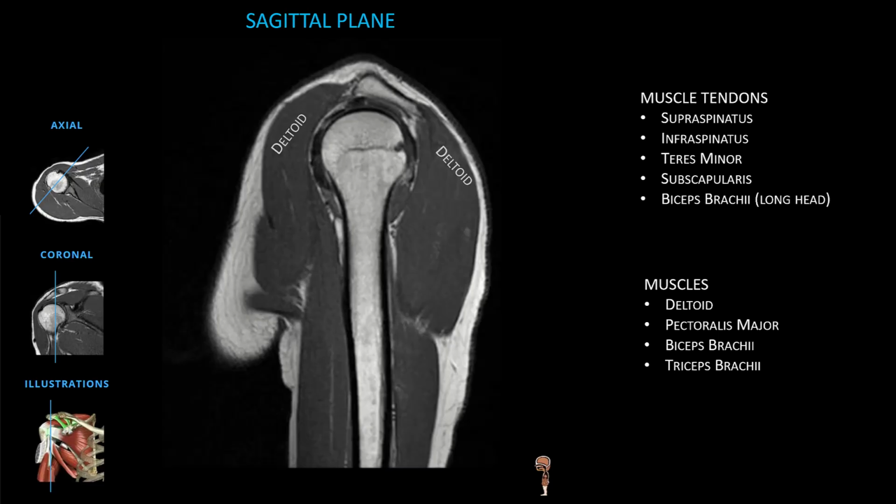Let's start with the muscles. In front and behind, we see the deltoid. Along the shaft of the humerus on the anterior side, we can see the biceps brachii muscle with the triceps on the posterior aspects. Now for the tendons. At the top is supraspinatus, and posterior to that is infraspinatus, and below that is teres minor. Anteriorly, the large muscle is subscapularis, while just above would be the long head of the biceps brachii.